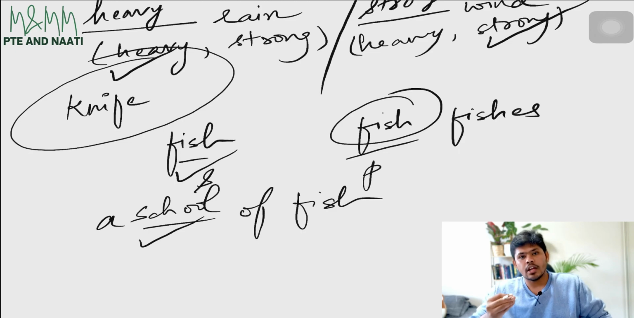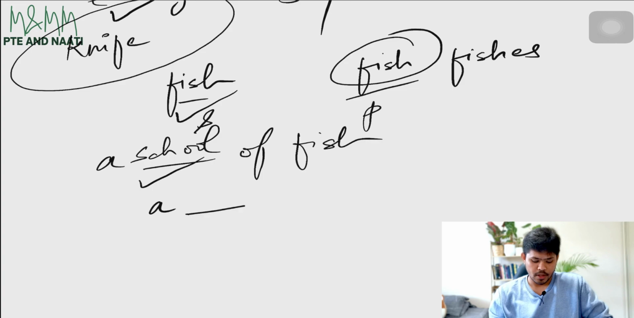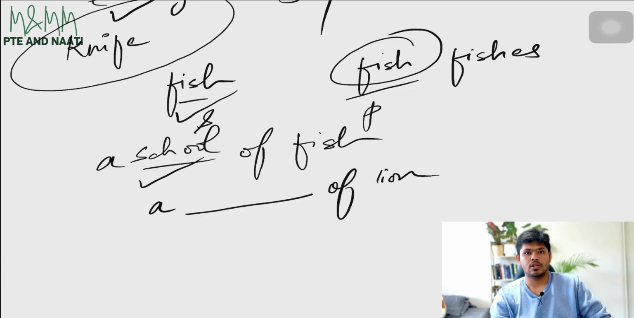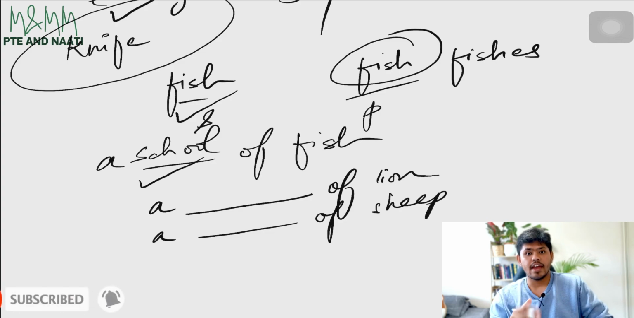Now, is there a logical explanation for why school is used instead of group? No. That is a collocation. That is how the language is created and you have to use it. And instead of fish, if I say a dash of lion, what will the answer be? A dash of lion, a dash of sheep. Every animal, the word over here changes.